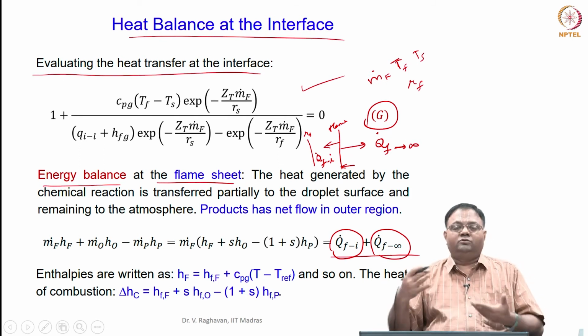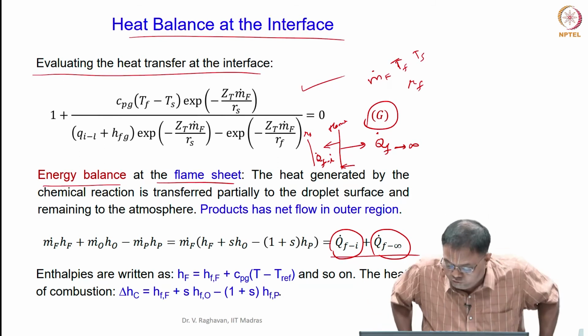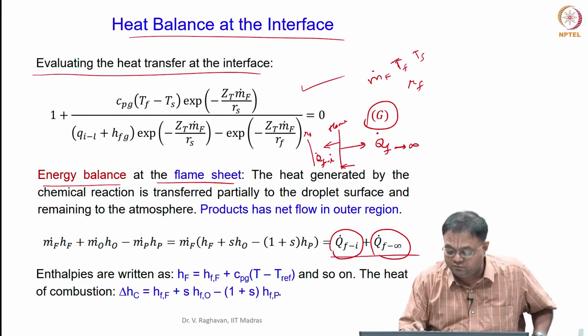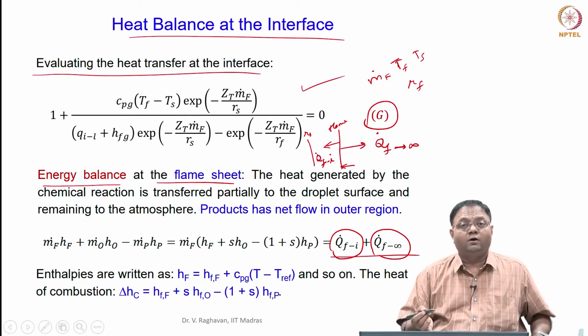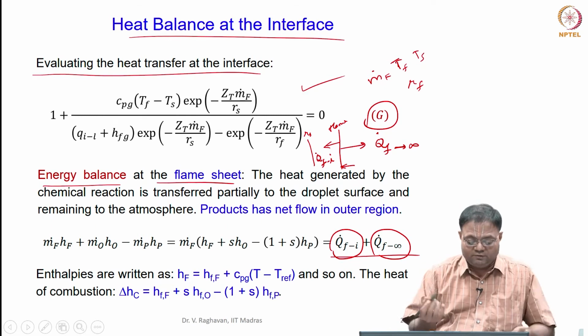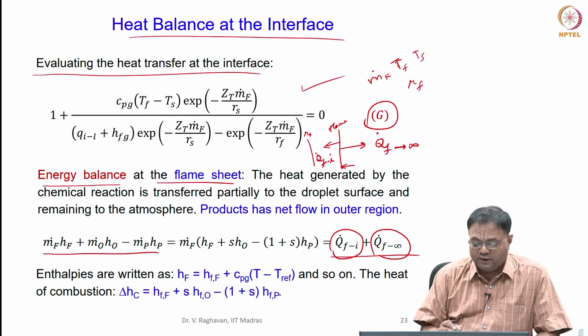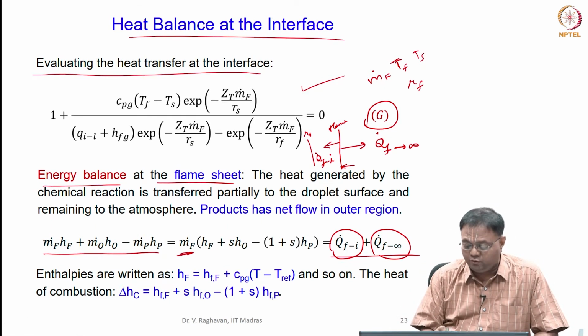It will be lost away, so it will go away. So this is the thing. So this should balance what? The chemical energy release, which is nothing but delta Hc, correct. So this is m dot f into this.